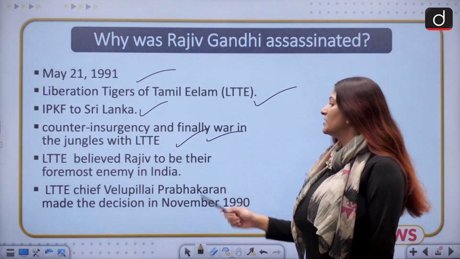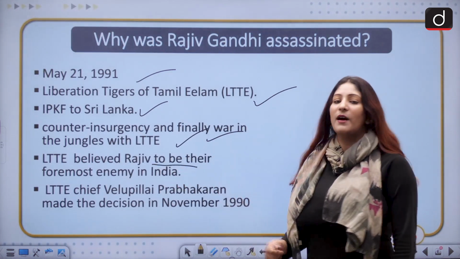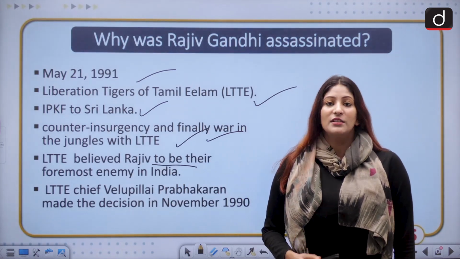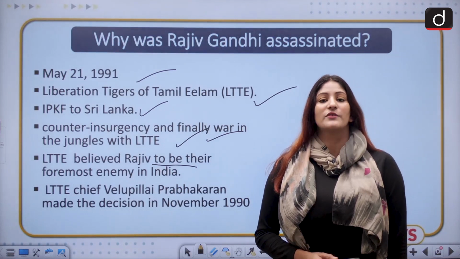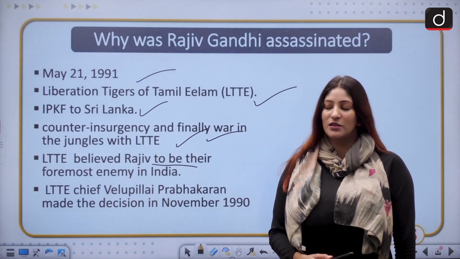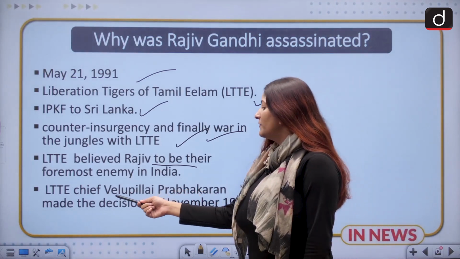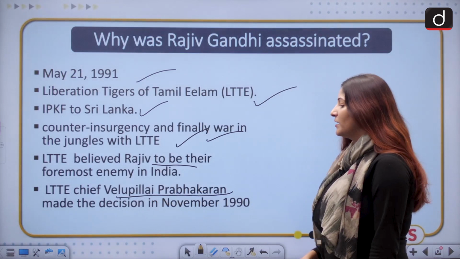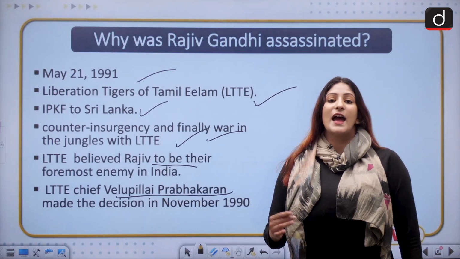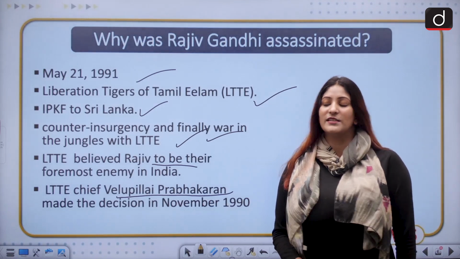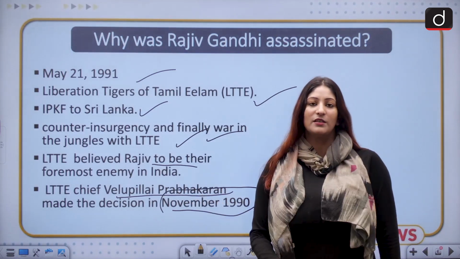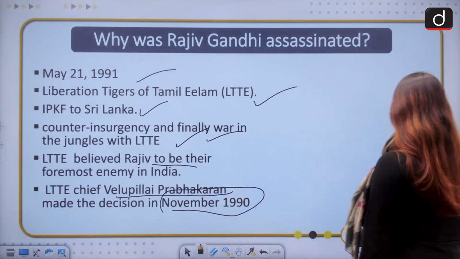Now, LTTE believed that if Rajiv Gandhi came to power again in 1991, then he would continue to intervene in the matters of Sri Lanka. That caused the entire situation. LTTE chief Velupillai Prabhakaran made the decision that Rajiv Gandhi should be assassinated, as he was the primary enemy of LTTE, and he set this plan in November 1990, which set the ball rolling for the next year.